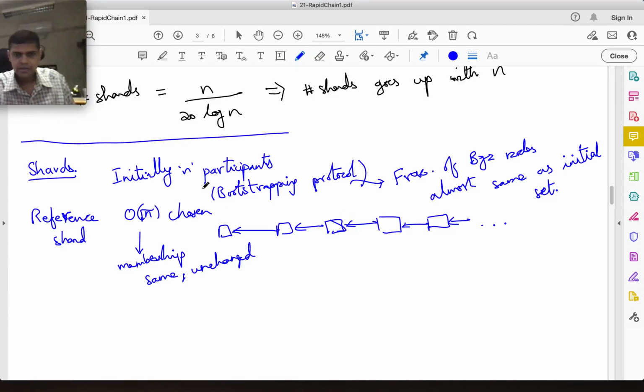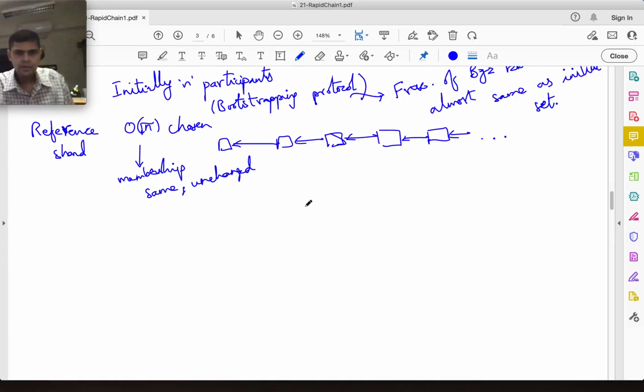And they show that if you have n participants, there's a method to choose order of square root of n out of those, such that you do it in a random enough fashion so that the fraction of the smaller set which is Byzantine is similar to the fraction in the original set. Okay, but let's assume that we have this reference shard.